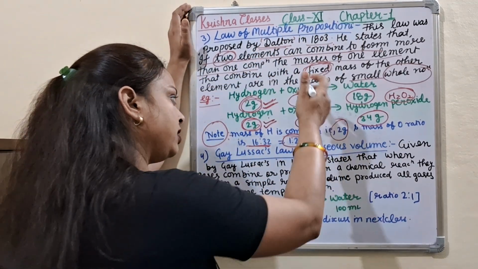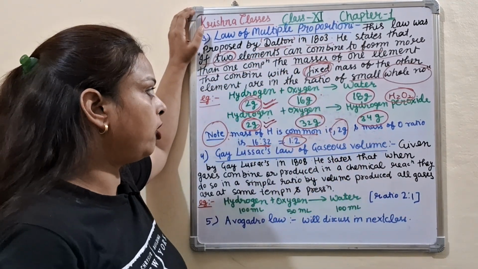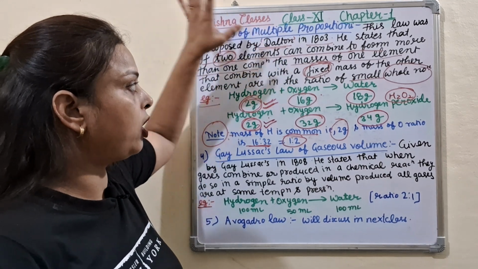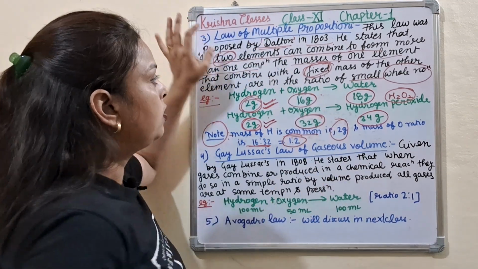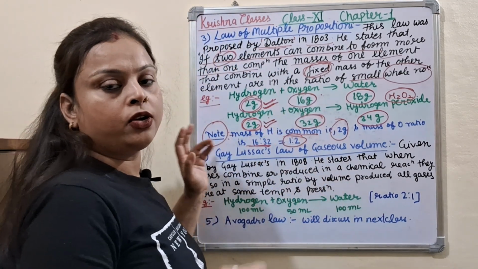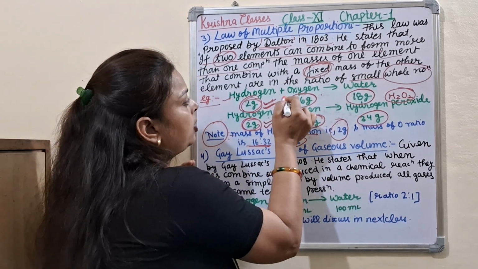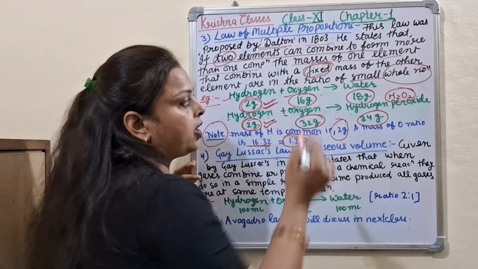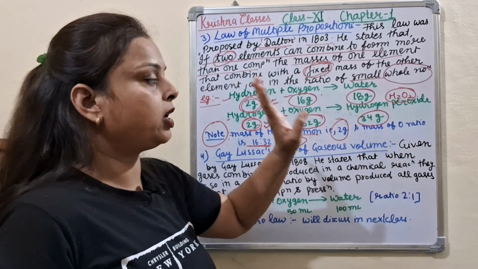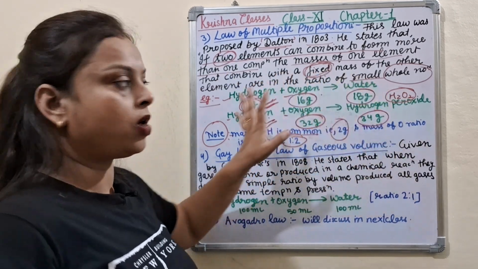Hope you understand it very well. What is the law of multiple proportion given by Dalton? In this law, two elements combine to form more than one compound, like here hydrogen and oxygen form first water and second hydrogen peroxide. This is the more than one compound.